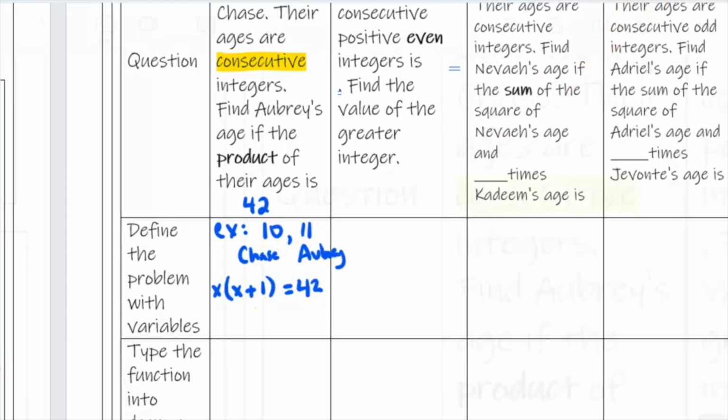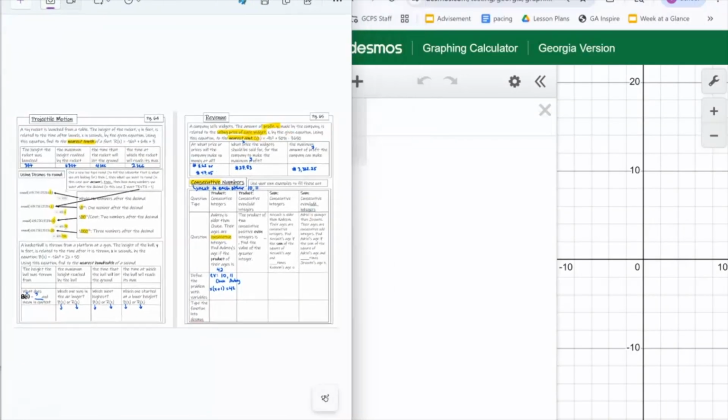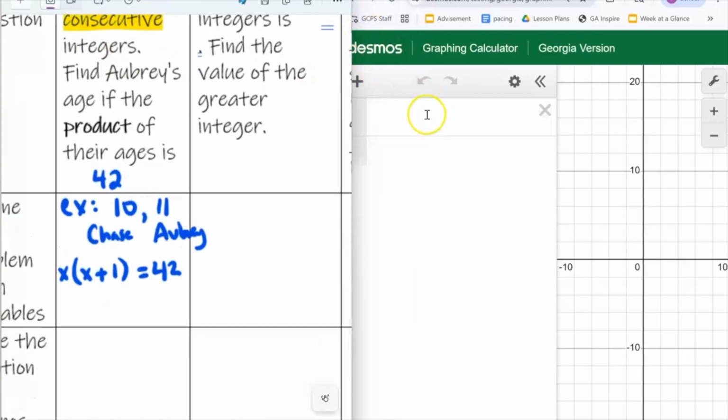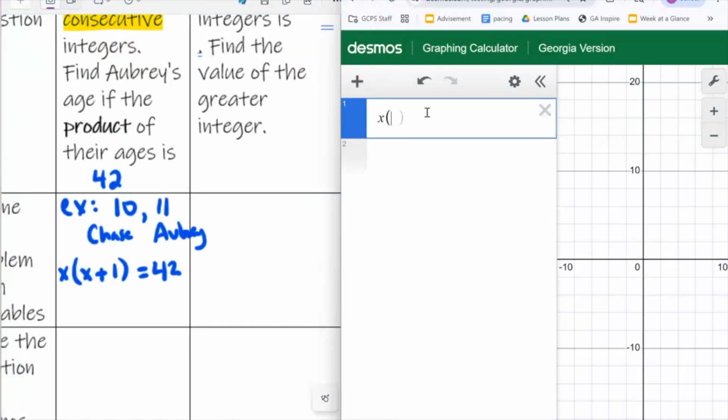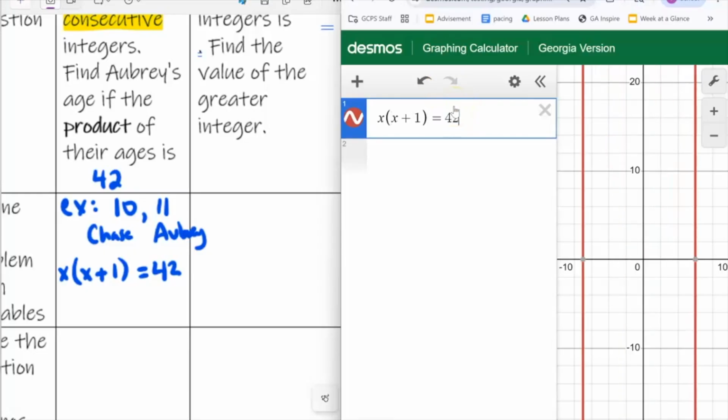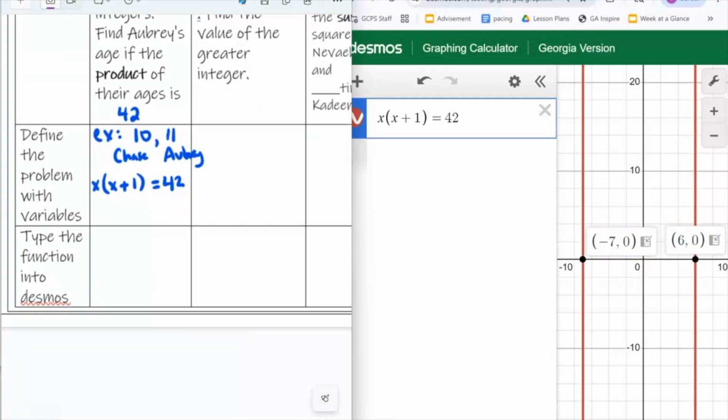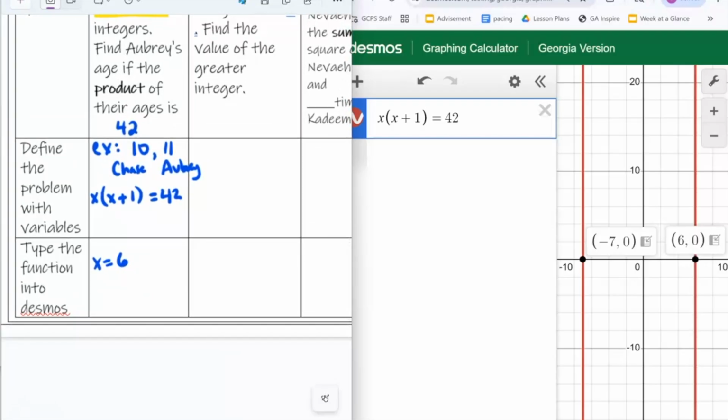Once you've written that out, it is simply a matter of putting it into Desmos. So I'm going to type it into Desmos. X parentheses, X plus 1, close parentheses, and this has to equal 42. Now, we have two answers here. First of all, is it possible for X to be negative 7? Is it possible for Chase's age to be negative 7? Absolutely not. So this would not make sense. The only age that would make sense is 6. So X is equal to 6, and this is Chase's age.